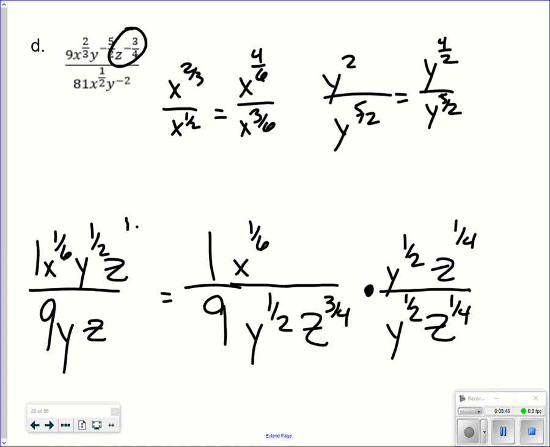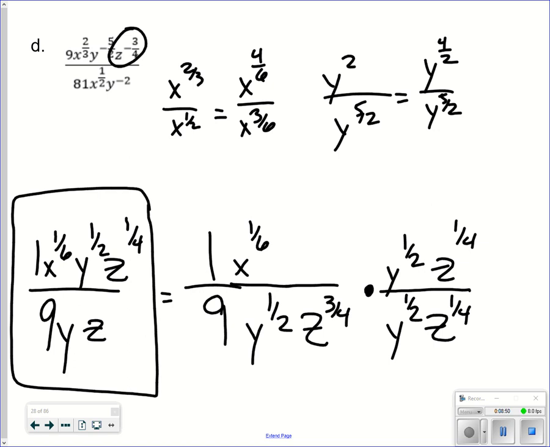And so this is your answer after basically simplifying each one. So simplifying the numbers, simplifying x, simplifying y, simplifying z. I ended up with fractional exponents in the denominator. And so I need to multiply to make the denominator have integer exponents.